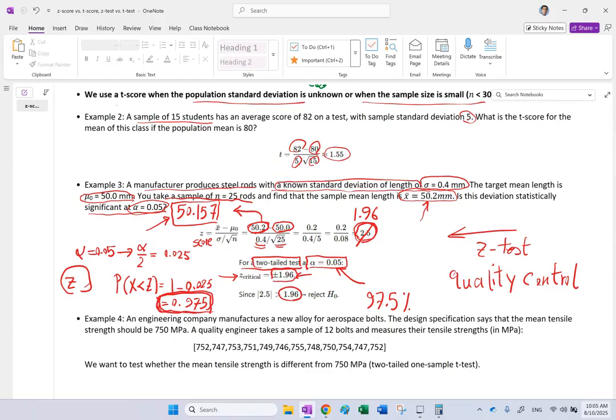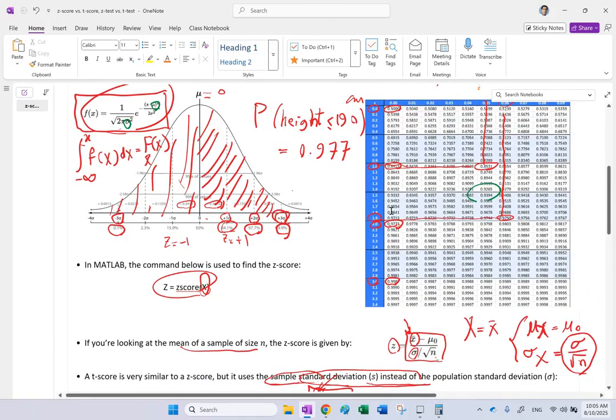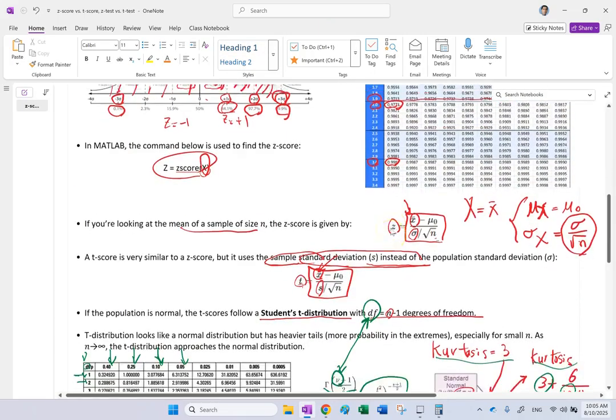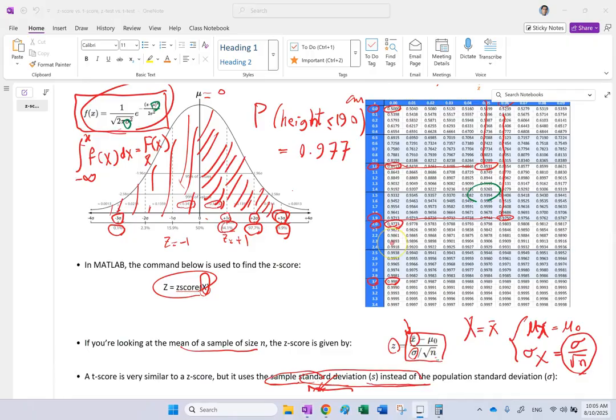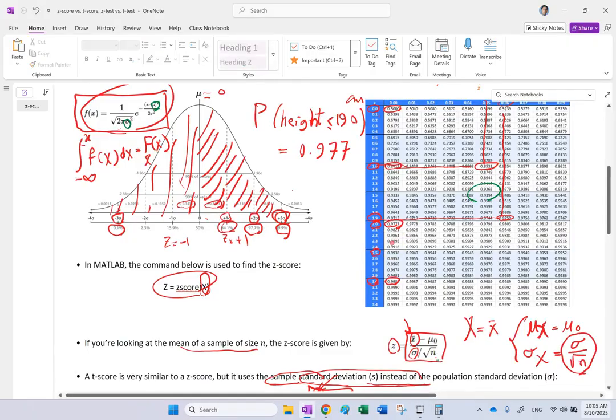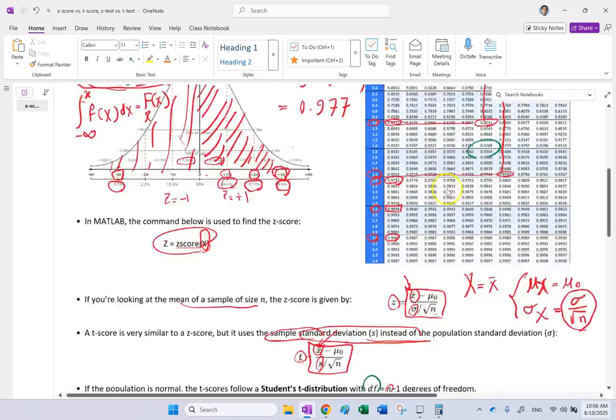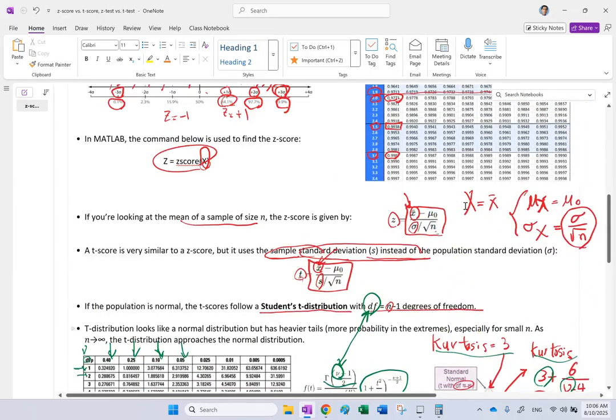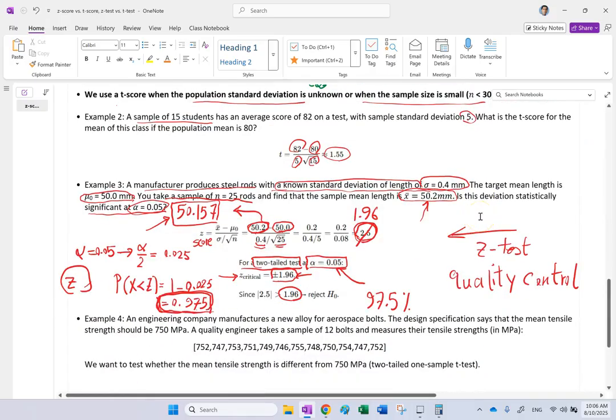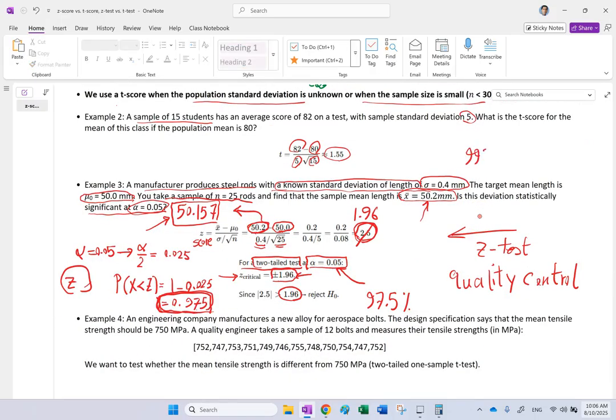Now, how do I know it's very rare? If I want to go and find the p-value in this case, instead of 1.96, I can look at 2.5. Let's go back, look at 2.5. So look, this is 2.5, and you see that the value for it is this, right? 0.9938. So what does 0.9938 mean?